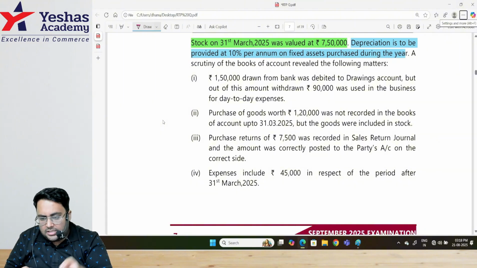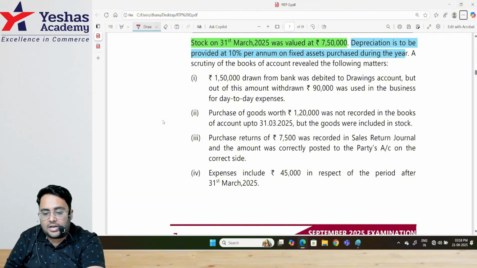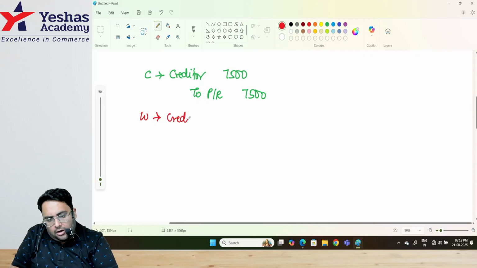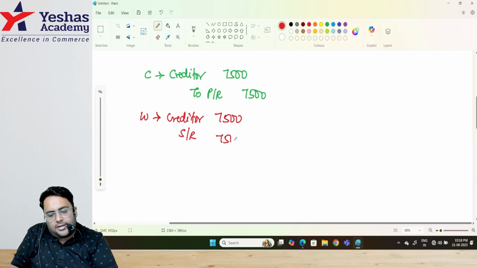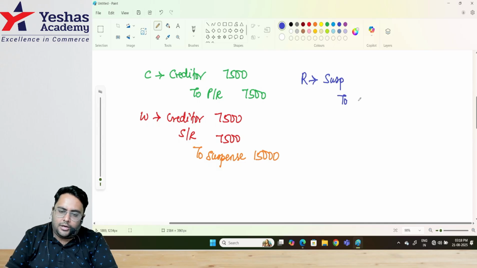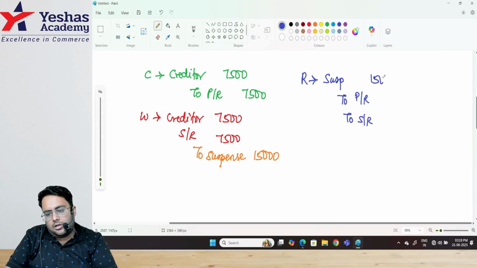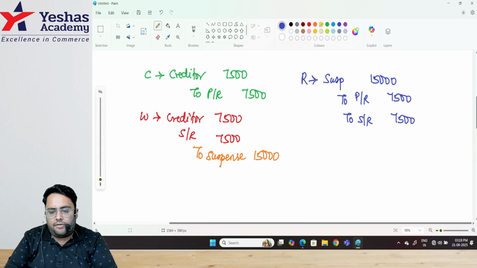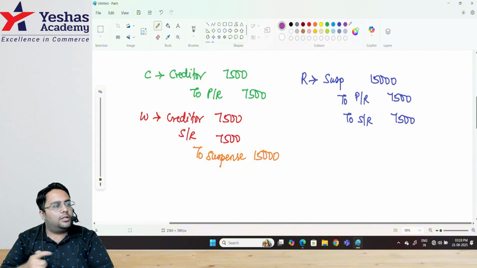What is the wrong entry that they have passed? It was passed in sales return journal. Party account is on correct side. So creditor was debited 7,500. Sales return was also debited 7,500. Debit credit not matching, you will get suspense. Suspense will come on which side? Credit side 15,000. Based on this, what is your rectification entry? Suspense account debit to purchase return to sales return. Suspense 15,000, purchase return 7,500, sales return 7,500. Got this entry right? Okay.